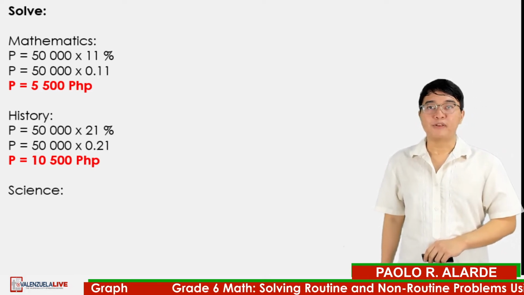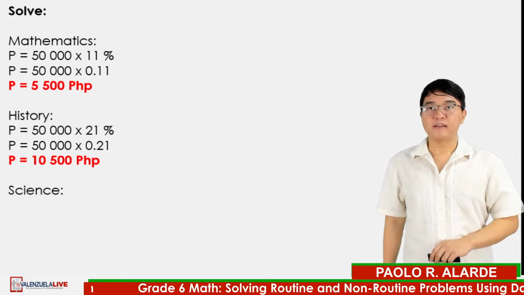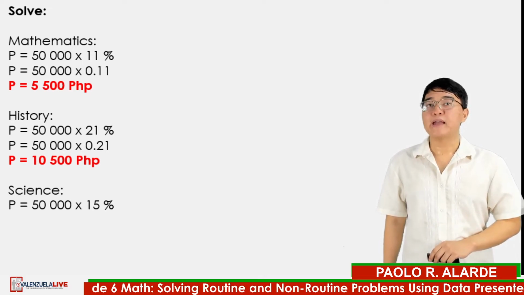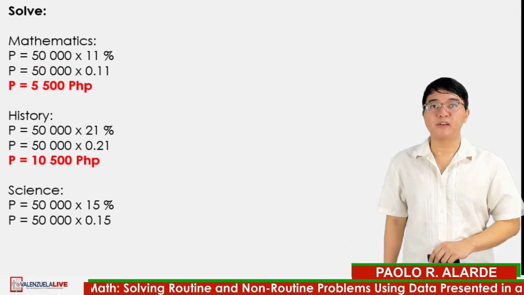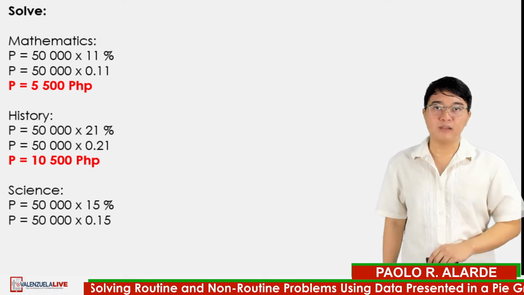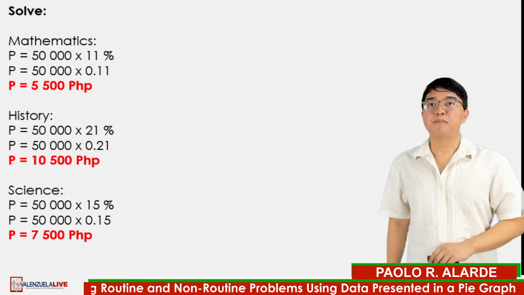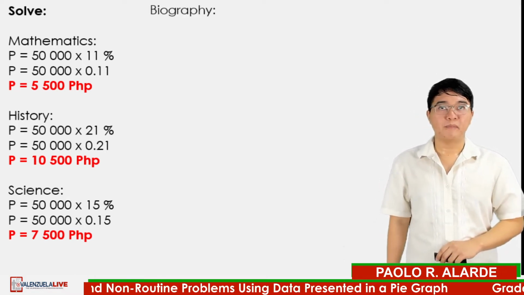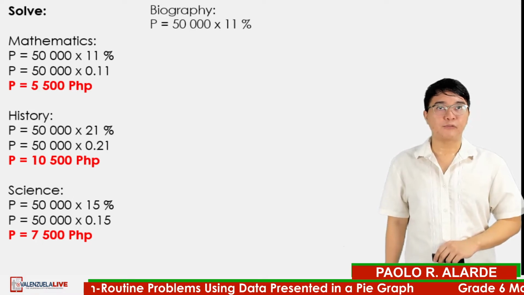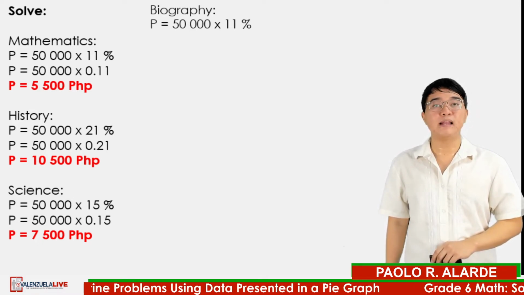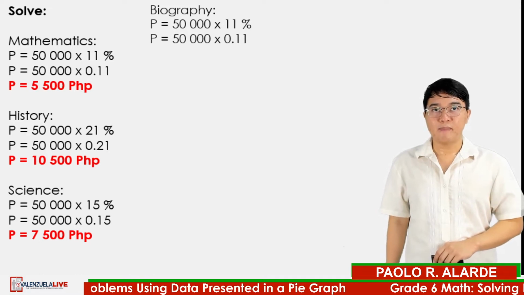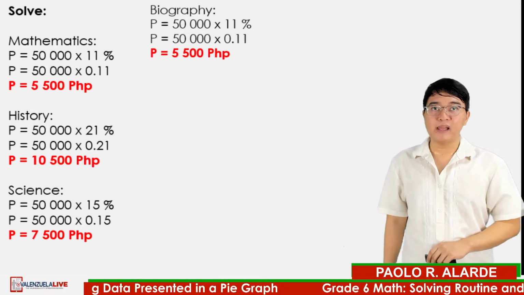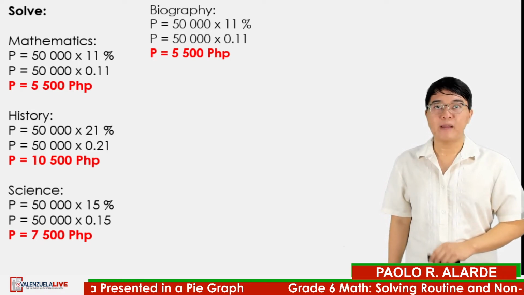Next one, for the science. So the number sentence for science is P equals 50,000 times 15%. And 15% in decimal form is 15 hundredths or 0.15. And when we multiply it, the product is 7,500. For biography, the number sentence is P equals 50,000 times 11%. Change 11% into decimal form, that is 11 hundredths. And when we multiply it, it'll give us a product of 5,500.